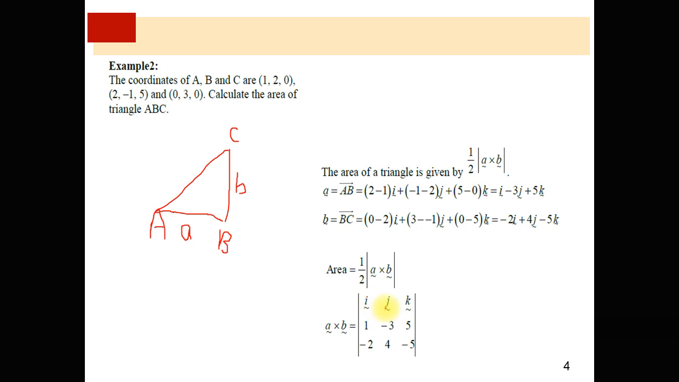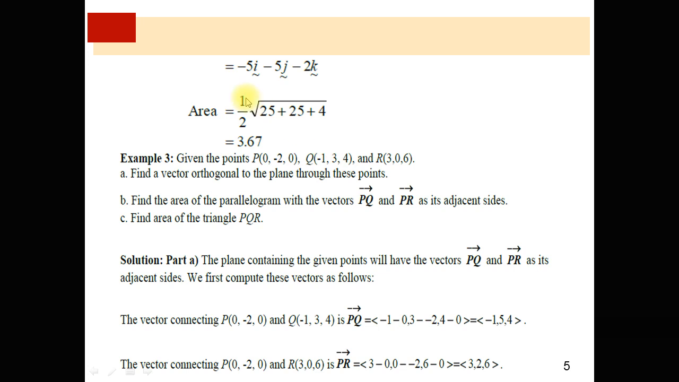Now first of all, find the cross product of these two vectors a and b. For the cross product, the first row contains i, j, k, the second row contains the components of vector a, 1 minus 3 5, and the third row contains the components of vector b, minus 2 4 minus 5. Now by using the determinant, we obtain the cross product of these two vectors: minus 5i minus 5j minus 2k. Now find the magnitude of this vector, the square root of 25 plus 25 plus 4, divided by 2, and we obtain the area 3.67.